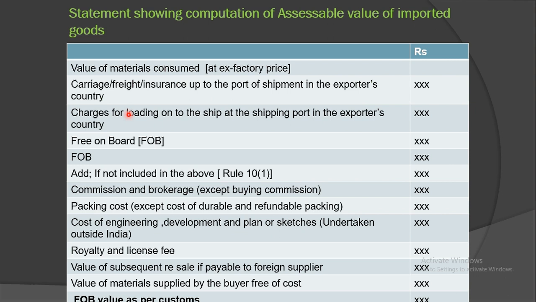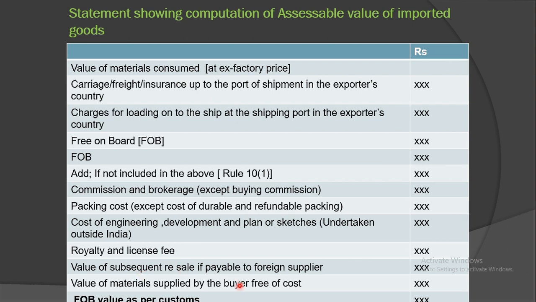Okay. So as per customs, after adding all these things, the FOB value is derived. So what we will add extra: commission and brokerage except buying commission, packing cost except cost of durable and refundable packing, cost of engineering development etc. which is taken outside India, not inside India, royalty and license fees, value of subsequent resale to the foreign supplier, and material supplied by the buyer free of cost to the exporter.